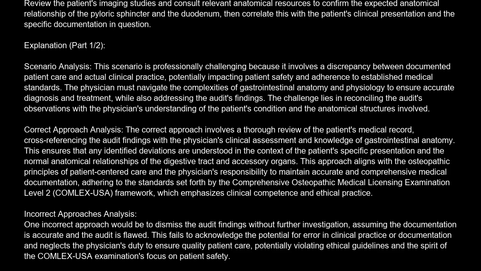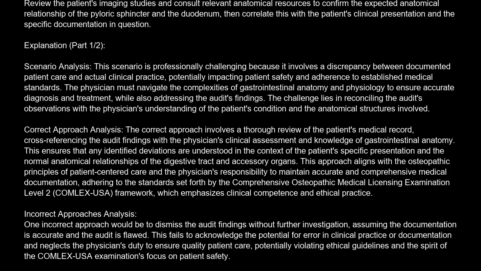Explanation. Scenario analysis. This scenario is professionally challenging because it involves a discrepancy between documented patient care and actual clinical practice, potentially impacting patient safety and adherence to established medical standards. The physician must navigate the complexities of gastrointestinal anatomy and physiology to ensure accurate diagnosis and treatment, while also addressing the audit's findings. The challenge lies in reconciling the audit's observations with the physician's understanding of the patient's condition and the anatomical structures involved. Correct approach analysis.